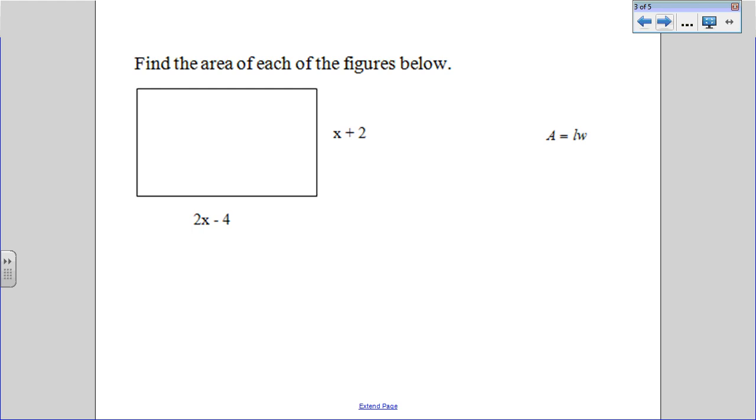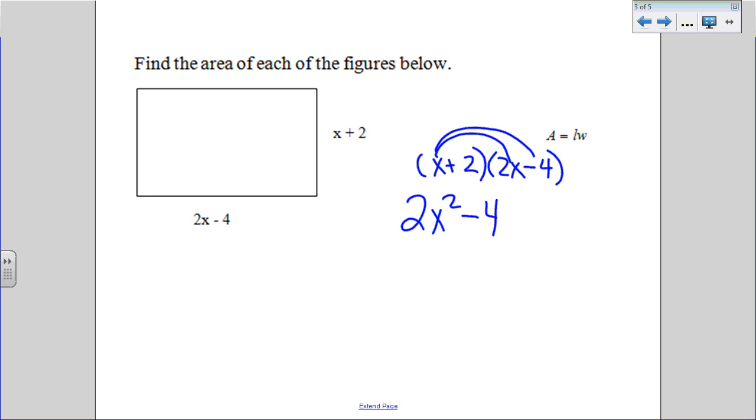Ladies and gentlemen, I give you the formula for the area of a rectangle. Area equals length times width, and so you're going to use those dimensions. It doesn't matter which one you call length and width. I just need to multiply those 2 polynomials together. They're 2 binomials, so do they match one of our examples on the front side? Yes. So we're going to have x times 2x is 2x squared. X times negative 4 is negative 4x.